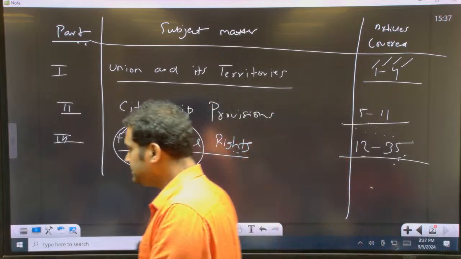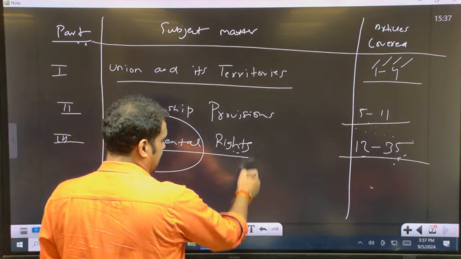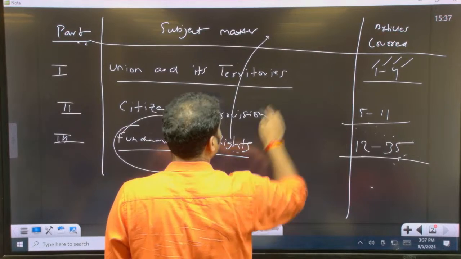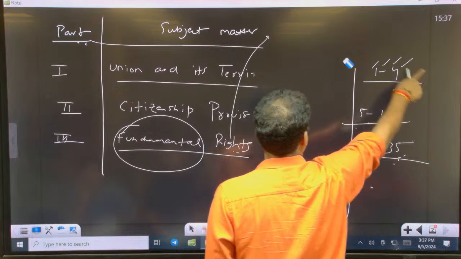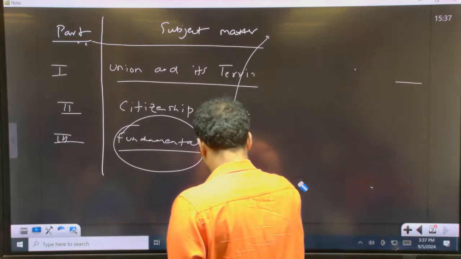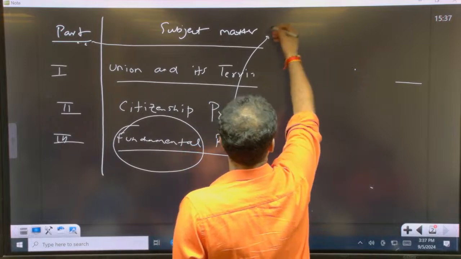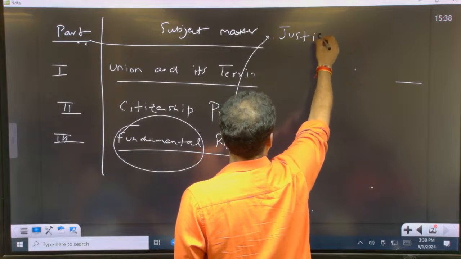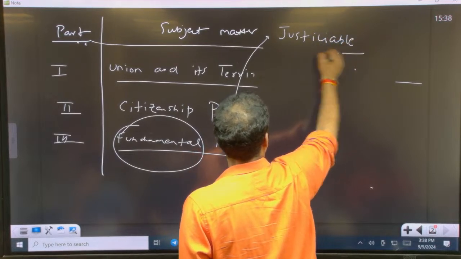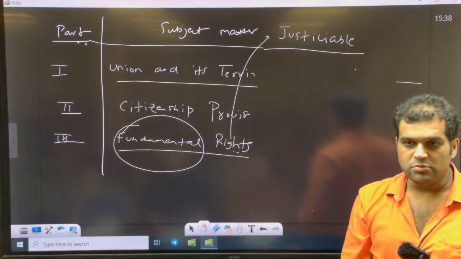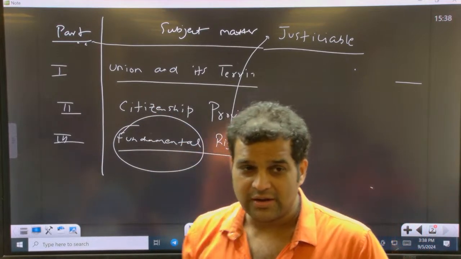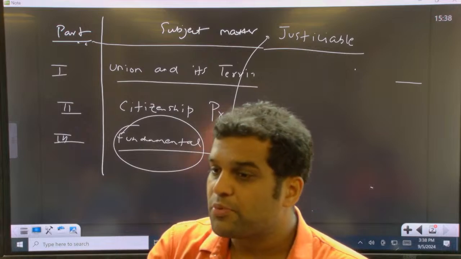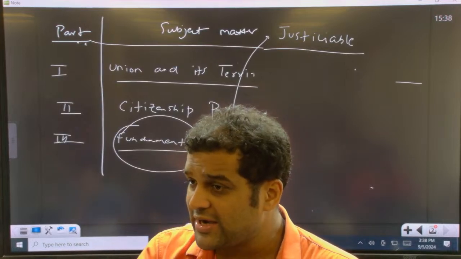Now, a very important thing. There is a technical term used, fundamental rights, that fundamental rights are justiciable. What do you mean by this? Fundamental rights are justiciable. It means what? It means that fundamental rights are protected by the Constitution, right?